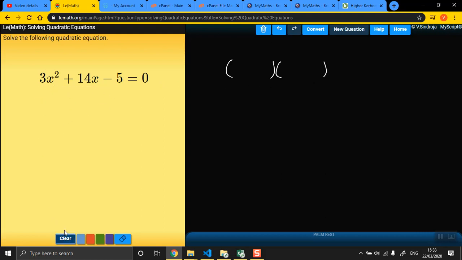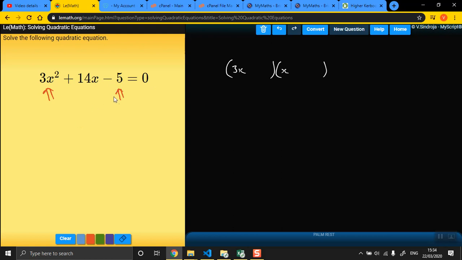Now you need to use a bit of logic, a bit of common sense. So the first term is 3x squared. That means one of them's got to be 3x and the other one has to be x, because that's the only way to get 3x squared, by multiplying them. Now the numbers at the end have to multiply to -5. So whatever I put here and here has to multiply to -5.